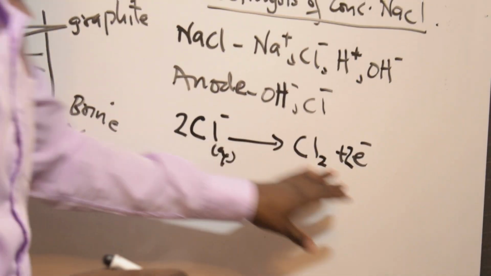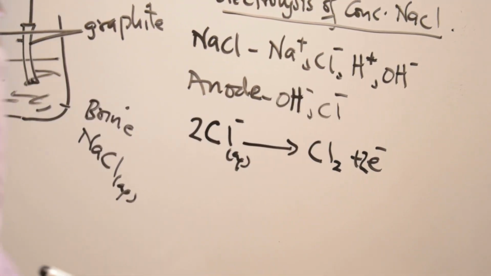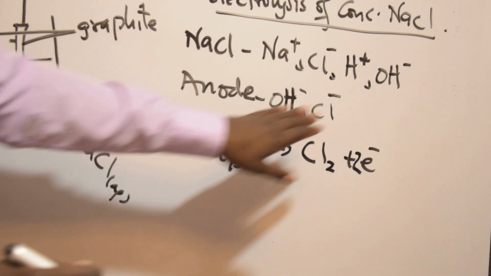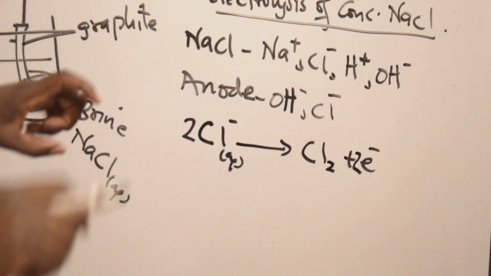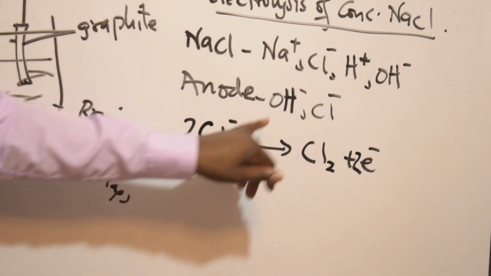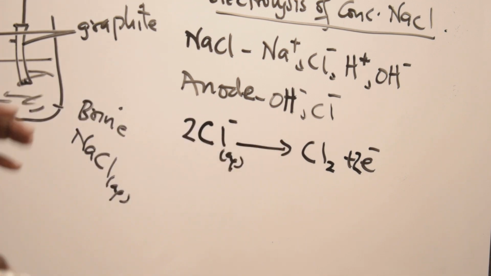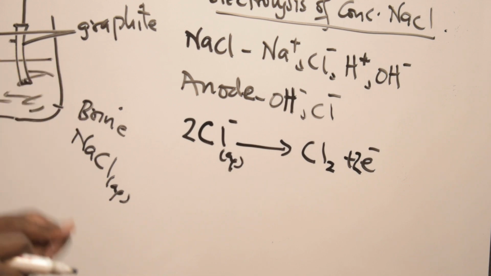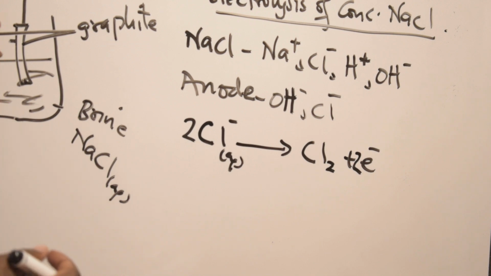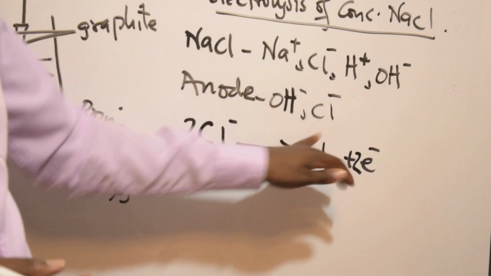Now, kindly just note here that this one is just happening because the 2 here, their tendency to lose electrons, the difference is not much. I've just mentioned here that their standard electrode potential difference is less than 1, and therefore this one can happen.